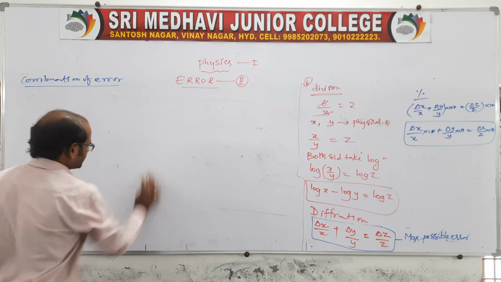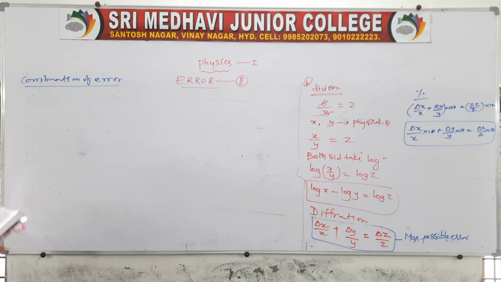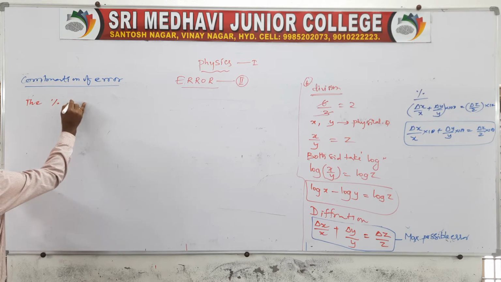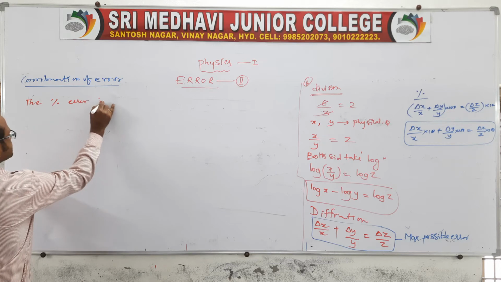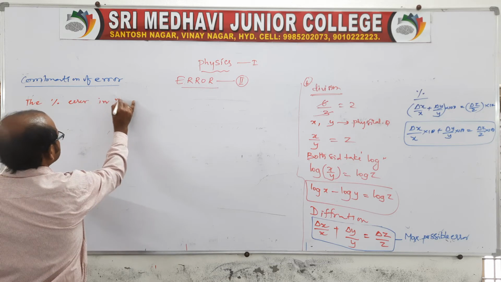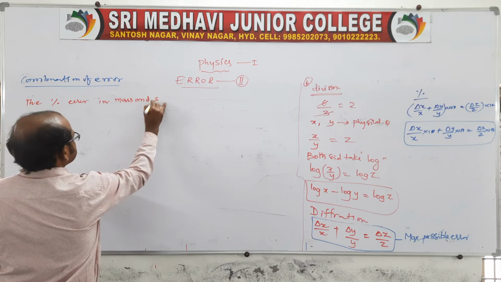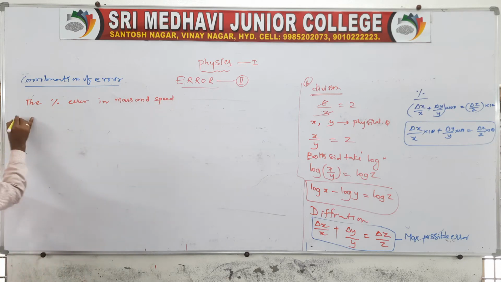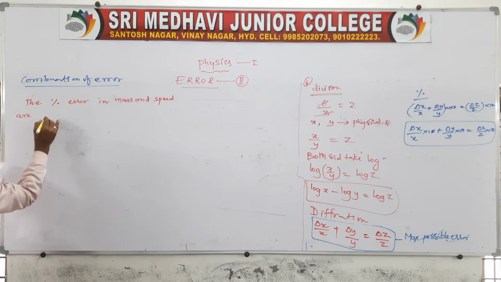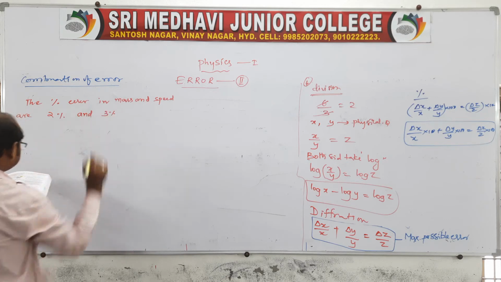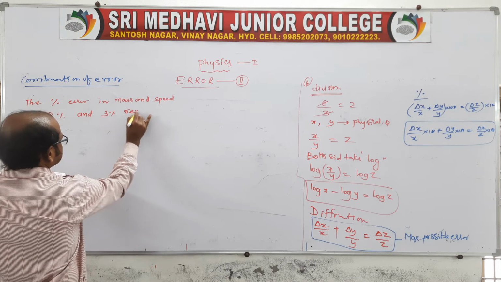I'll give you the question. Look at here, I am writing the question. That is the percentage error in mass and speed. The percentage error in mass and speed, 2% is given and 3% is given respectively.